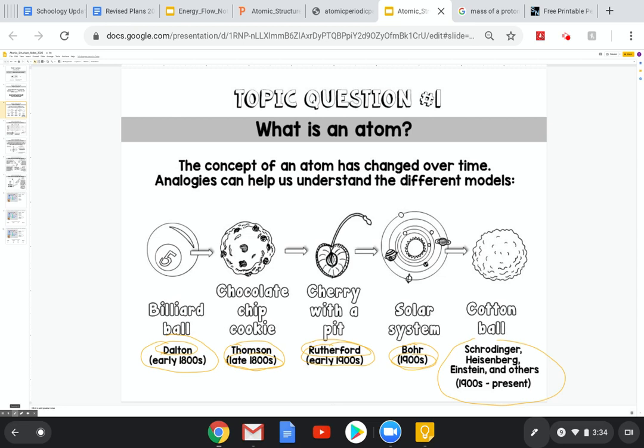So at first we thought atoms were tiny little billiard balls, if you play pool. But then we found out more about the particles inside those balls. And so that's why we have the chocolate chip cookie theory, okay? Because now we start thinking about the other particles, because it's not just one ball. We have our protons, we have our electrons, and we have our neutrons, okay? Now we have the cherry with the pit theory, leading into our solar system theory and the Bohr model.